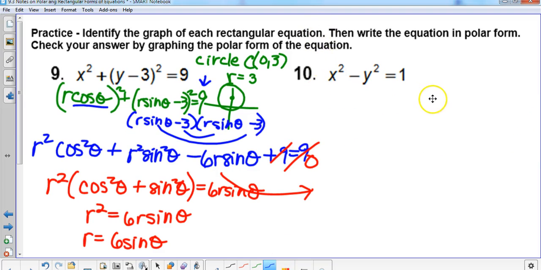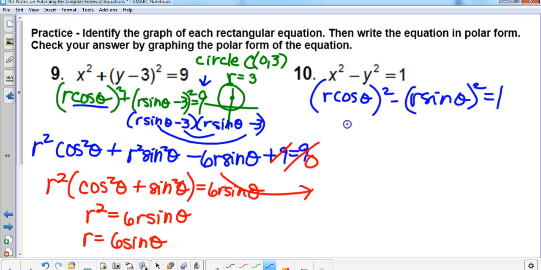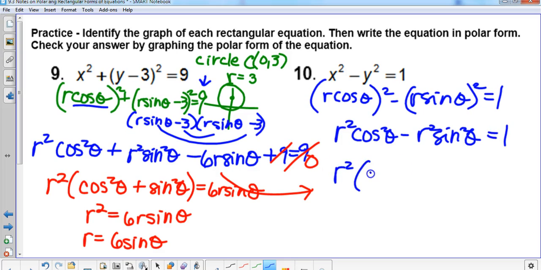All right, this one would not be on a test or quiz. Let me go through this with you real fast. This is going to be r cosine of theta squared minus r sine of theta squared equals 1, which would be an r squared cosine squared minus an r squared sine squared equals 1. If I take an r squared out, okay, cosine squared plus sine squared is not 1. Or is 1. Minus is not. I think I said it wrong.